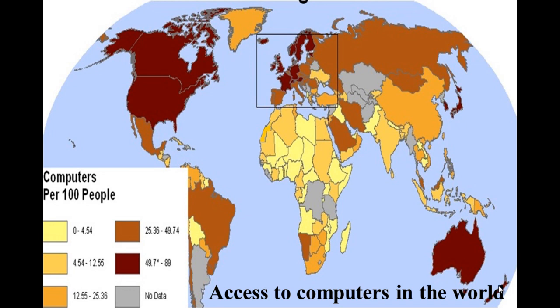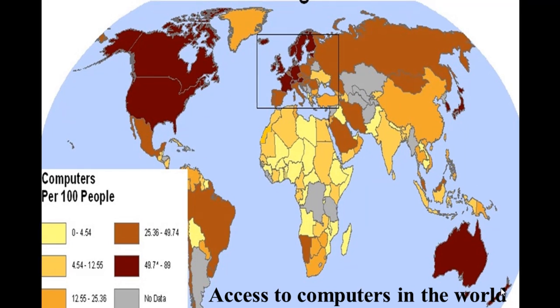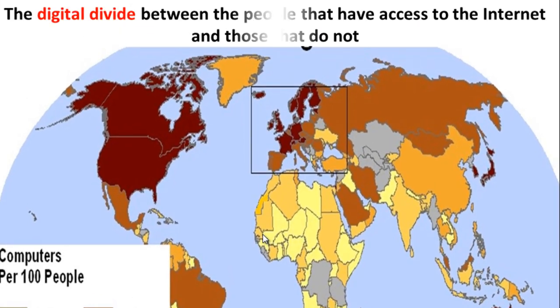As you see, this map is about access to computers in the world. It tells us people's accessibility to computers in the world. As you see, people who have more access to computers in the world are people who live in developed countries, in rich countries. And people who have less access to computers are the ones who live in underdeveloped countries. And this difference in terms of accessibility to computers in the world is referred to as the digital divide.